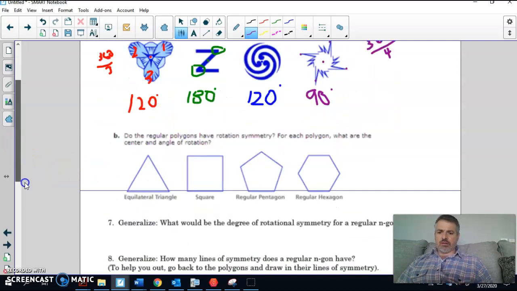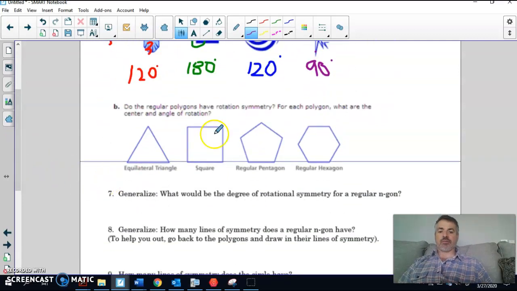So down here, it says, do the regular polygons have rotational symmetry? Again, the triangle, we figured that one out. That's going to have 120 degrees of rotational symmetry because it has 3 equal parts. Over here, it's going to have rotational symmetry of this much, which is 360 divided by 4. So that'll be 90 degrees of rotational symmetry.